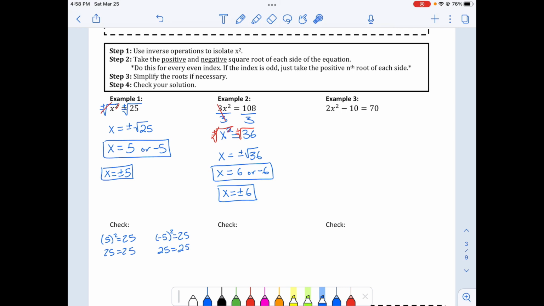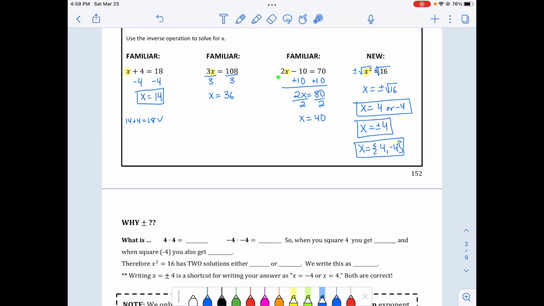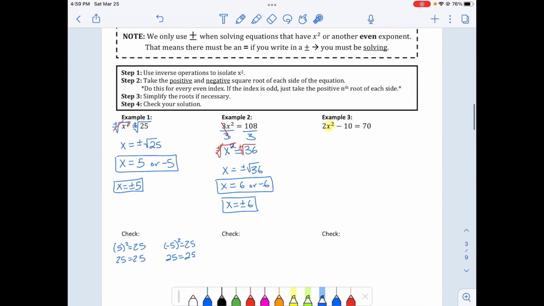The last problem here, so again, we first need to isolate this x squared. This problem is very parallel to the one that we did here, where we had 2x minus 10 equals 70. Well, now we have 2x squared minus 10 equals 70. So we'll have the same inverse operations. Add 10 to both sides. That gives us 2x squared equals 80. We're still trying to isolate x squared here. Divide by 2 on both sides to cancel out our coefficient of 2. We get x squared equals 40.